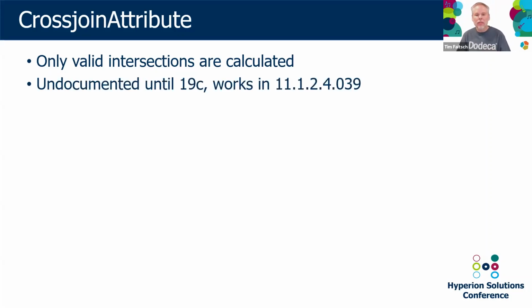Now, this is undocumented as far as I can find until 19C, but I went back and I do this from time to time. I'll go back and test new features and see when they really put them in. You know, did they put it in before and just didn't tell anybody? So it actually works. I run 11.1.2.4 patch 39 right now. And the CrossJoinAttribute does work.